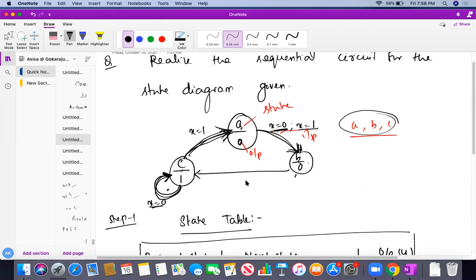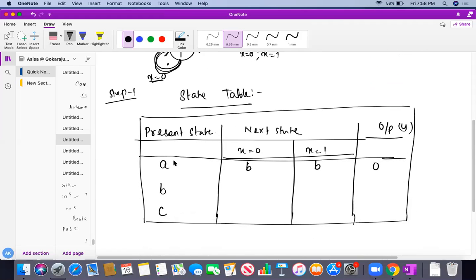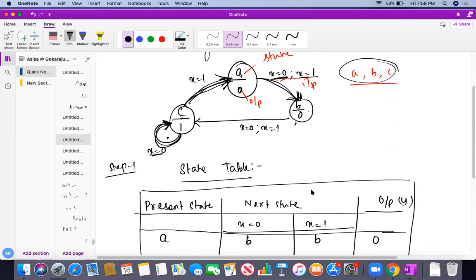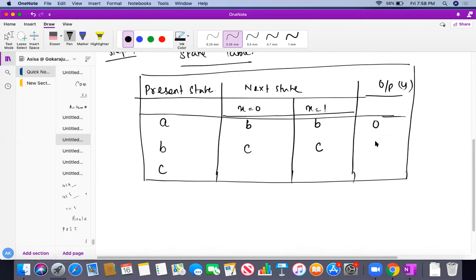Now the present state is B. At x equal to 0, where am I going? Next state C. And for x equal to 1, where am I going? C only. So my next state will be C and C. What is my output at that time? My output is 0 only.